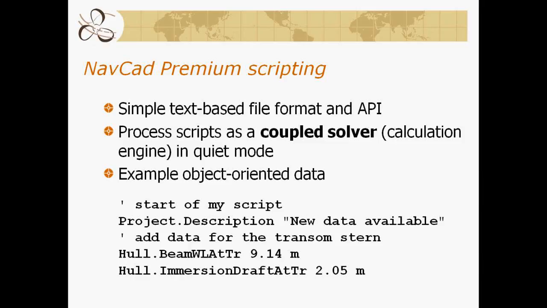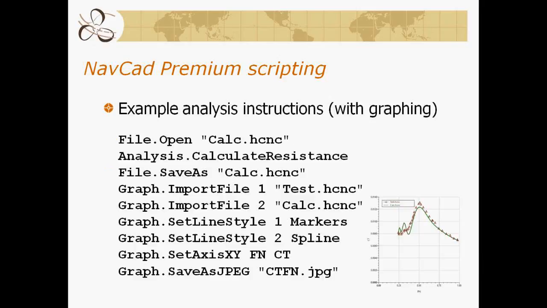For example, the beam on the waterline at the transom, or the definition of the transom stern, is shown here as a part of the hull object. So that beam on waterline is 9.14 meters. So you have hull.beam waterline at transom, 9.14 meters. Same thing with the immersion draft at the transom. Not only is data easy to create in a script, but you can also create processes.